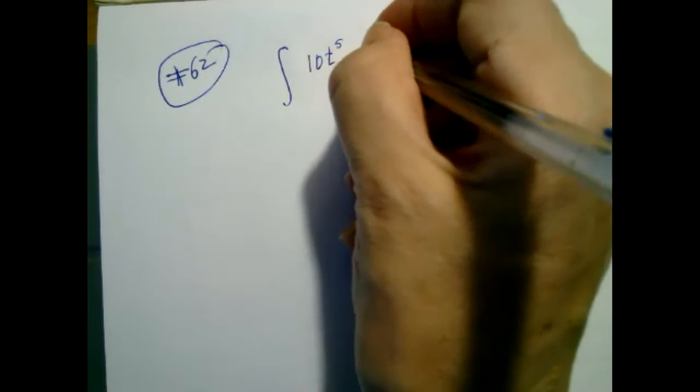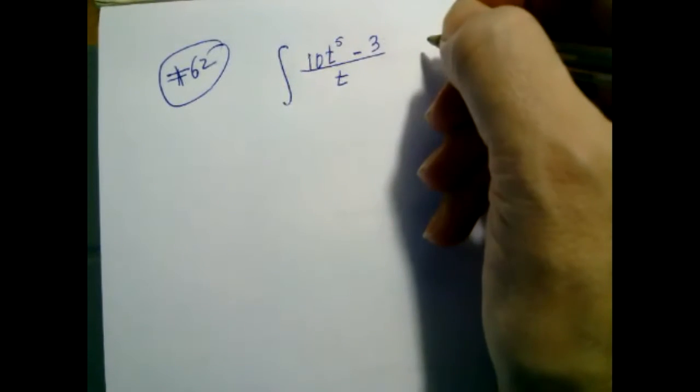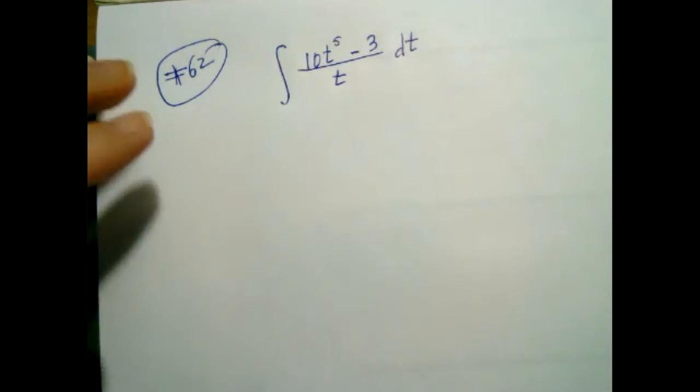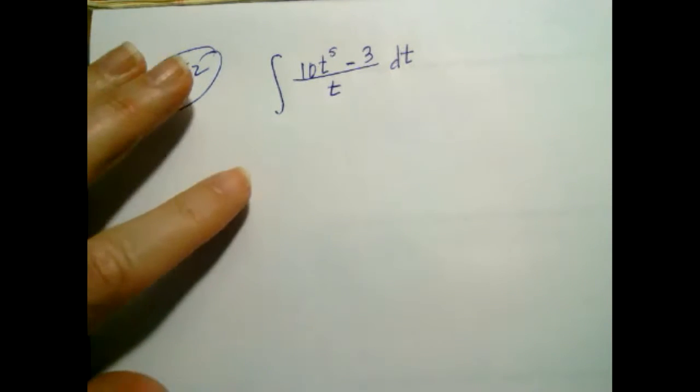Okay, now we look at 62. All right, let's see what 62 is about. So 62. Okay, so it's fairly similar to this one. So it's the integral of 10 t to the power 5 minus 3, the whole thing divided by t dt. Okay, so it's very similar to the one we did a minute ago.